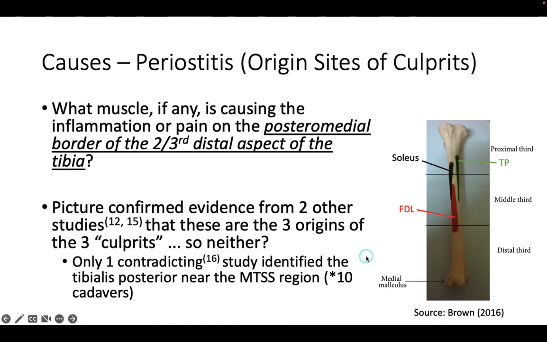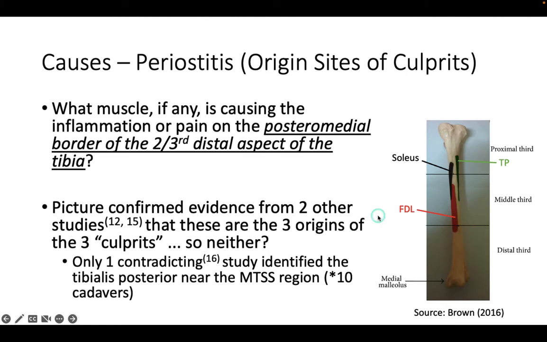And the reason why maybe this idea came up was there was one study that identified the tibialis posterior near that actual pain region. So again, the posterior medial and then the distal two-thirds portion of the tibia. But it should be noted that there were only 10 cadavers in that study, as well as there being 3 larger studies that confirm the results of these actually being the origin sites.